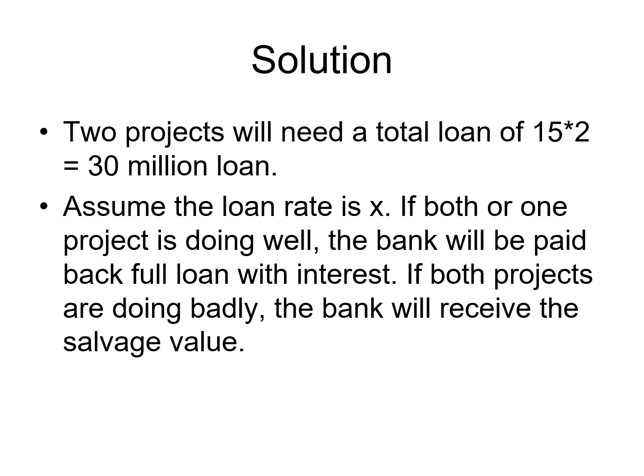Two projects will need a total loan of 15 times 2, equal to $30 million loan. Assume the loan rate is X. If both or one project is doing well, the bank will be paid back the full loan plus interest. If both projects are doing badly, the bank will receive the salvage value.